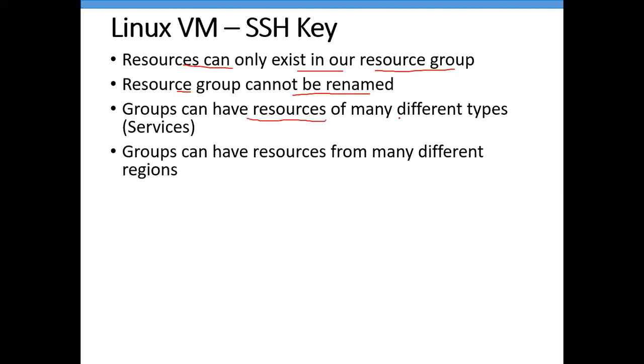Groups can have resources of many different types. Different types means different services. You can create a virtual machine. If you want to create a Docker service, you can create that. You can create a Kubernetes service also under this. In Azure we have virtual network, and we need IP addresses. All these things we can create in our resource group, because without a resource group, it is impossible to create resources in Azure.